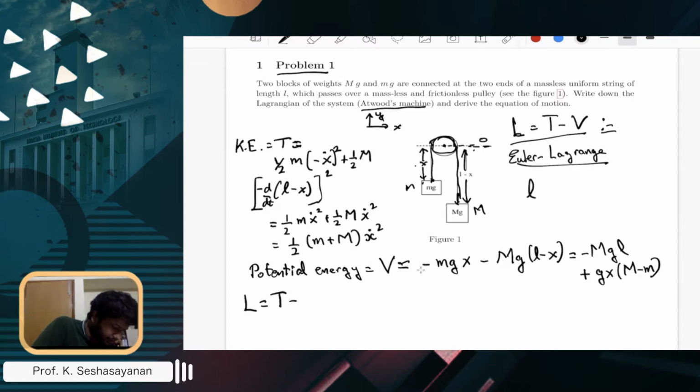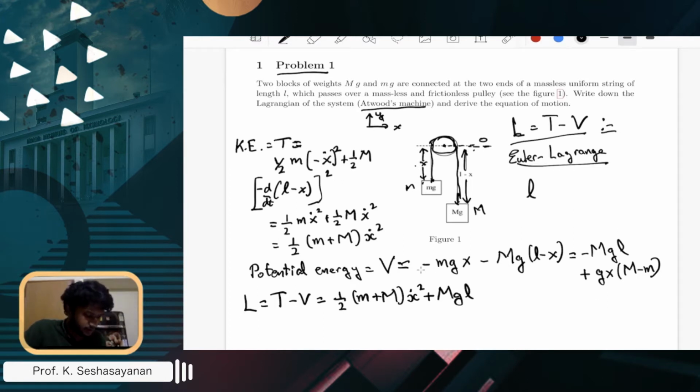This is T minus V. So we get half of small m plus capital M times x dot square, and then you get minus of this, so it's plus MgL, and we get minus of this, so we can take a minus out and make it small m minus capital M times gx. So this is the Lagrangian for the system.